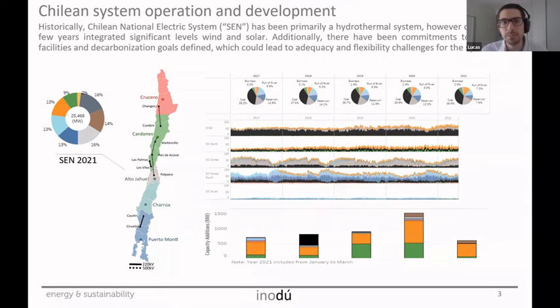Chile also has commitments to reduce carbon emissions. In this way, during the first trimester of 2018, in which the renewable generation reached 12% of the system load, the emission was 9.6 million tons. A few years later, during the first trimester of 2021, with a renewable generation reaching 20% of the system load, the emissions were reduced to 8.2 million tons.